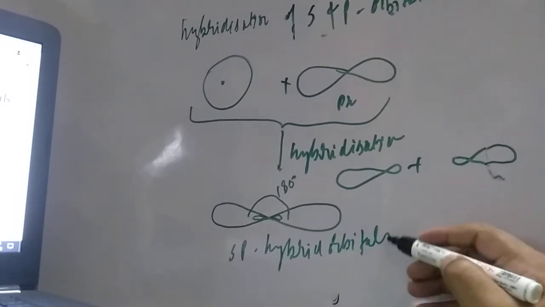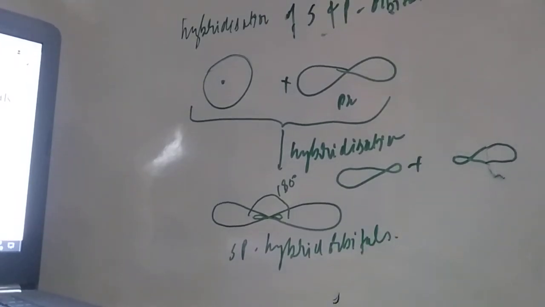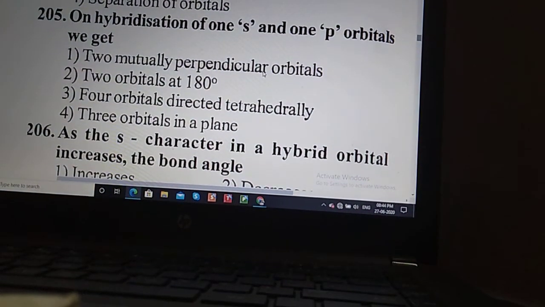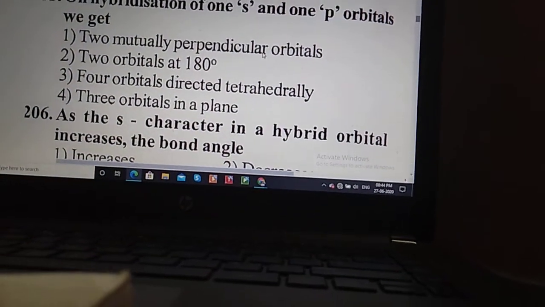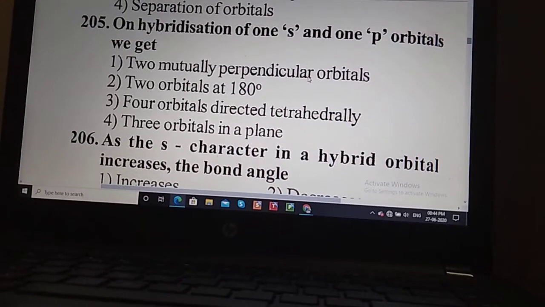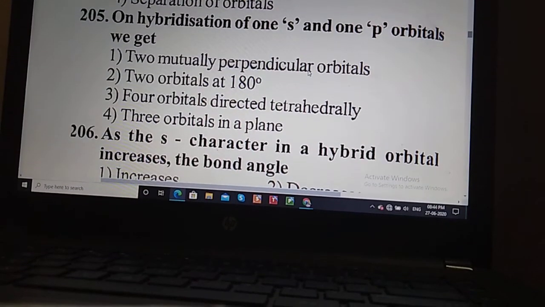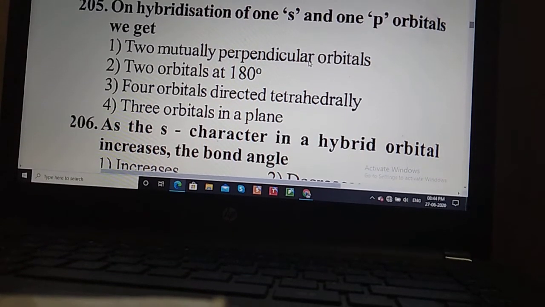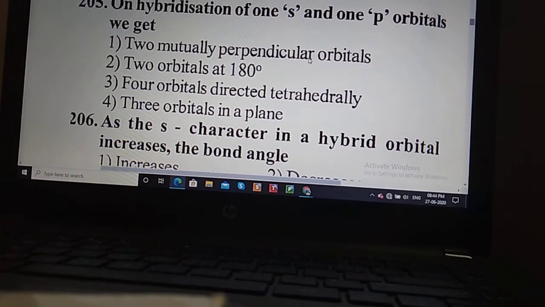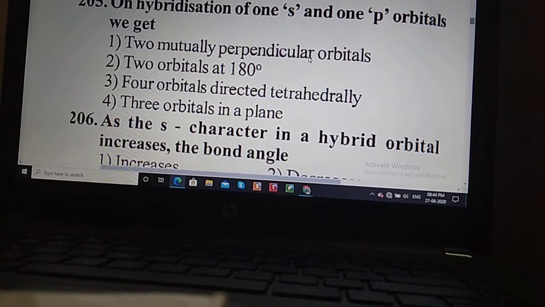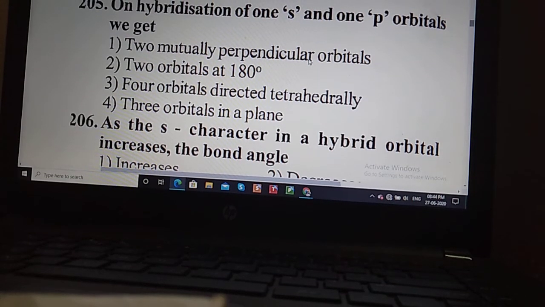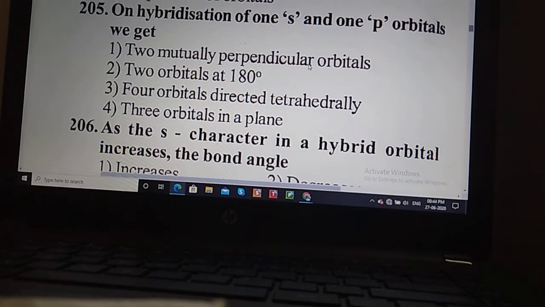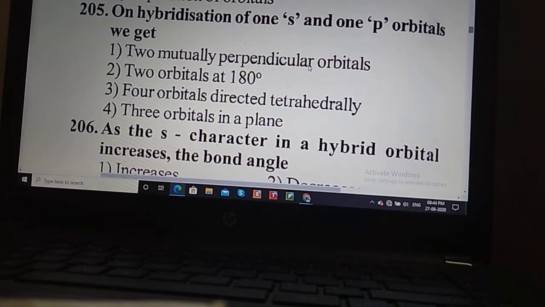Let us check with the options, student, what they are saying in question number 205. On hybridization of 1s and 1p orbital, two mutually perpendicular, not perpendicular, student, linear. Two orbitals at 180 degrees. 4 orbitals, no, 1s and 1p means 2 combining, so 2 new orbitals. 3 orbitals in a plane, that is wrong. The correct option is option number 2, 2 orbitals at 180 degrees.